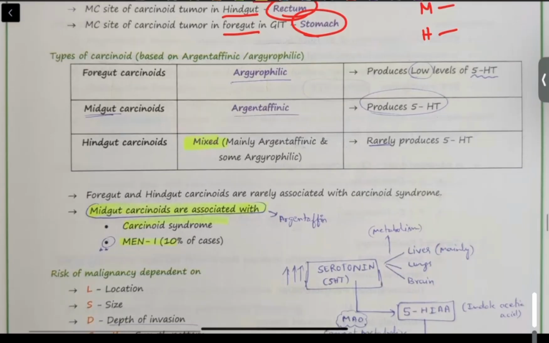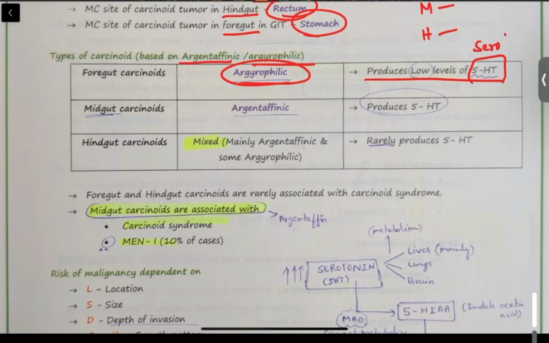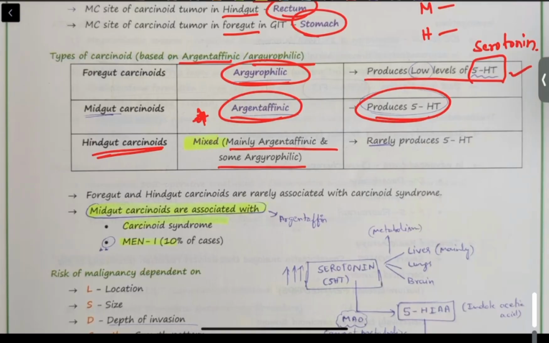Based on argentaffin cells or argyrophilic cells, there are types of carcinoid. Foregut carcinoid can be argyrophilic, that is, it produces low levels of 5-hydroxytryptamine, that is serotonin. Midgut carcinoids are usually argentaffin, and hindgut carcinoids have both, mainly argentaffin and then some argyrophilic. So this produces low levels, this produces maximum, and this rarely produces.